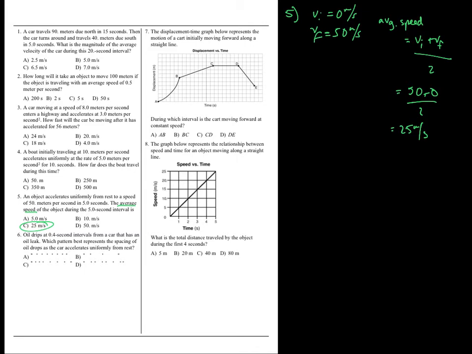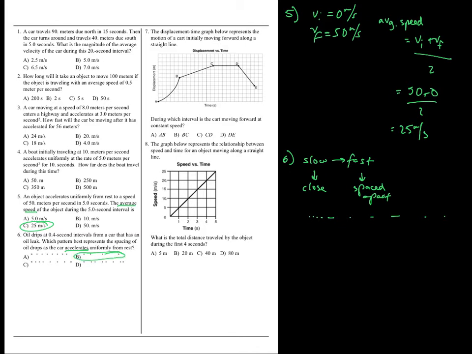Now, number 6. Oil drips at 0.4 second intervals from a car that has an oil leak. Which pattern best represents the spacing as the car accelerates? For acceleration, you want to start off slow and then go fast. So the dots are close together at first, and as it goes fast, they're spaced apart. So you want to start off something like this. The best one is choice B.